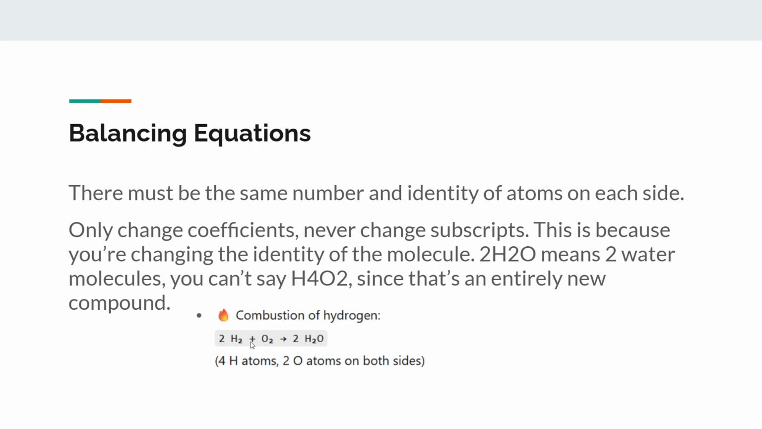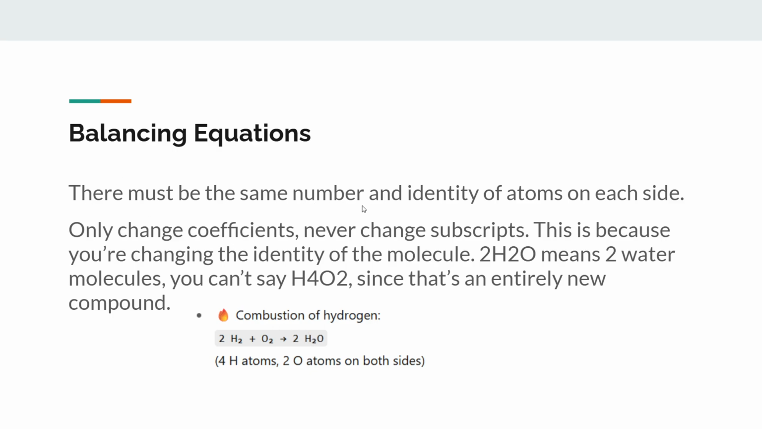But it's important to note that, as we mentioned before, with the law of conservation of mass, these 2 hydrogen atoms, or these 4 hydrogen atoms, because there's 2 H2s, are going to be present on the other side. And as we see here, there's 2 H2s. They can't just disappear, and that's impossible.